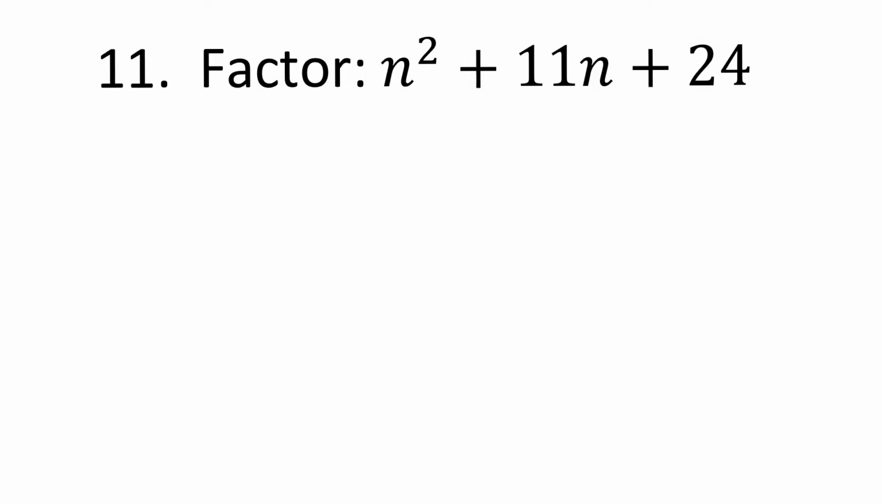So the question says, number 11, factor, and they give you a quadratic trinomial, n squared plus 11n plus 24. One method that I use to factor is the x diagram. I'm going to multiply the a value, the value with the variable that has a squared. So n squared has an invisible 1 in front of the n. And I'm going to multiply that by the c value, which is the constant, the number with no variable, which is 24. So you multiply a times c, 1 times 24 is 24.